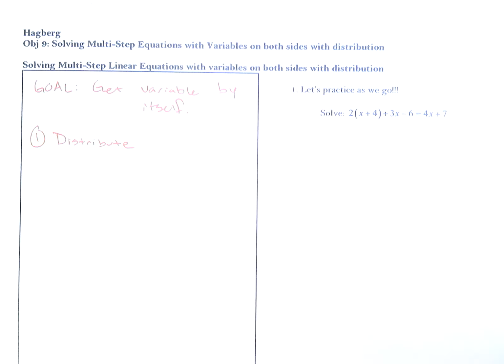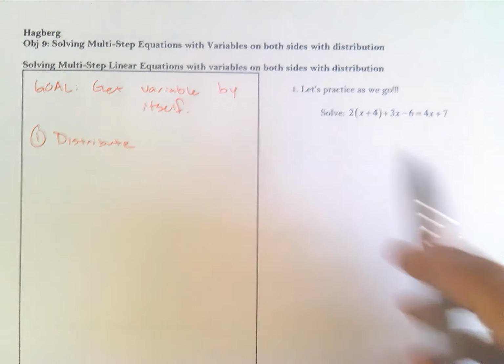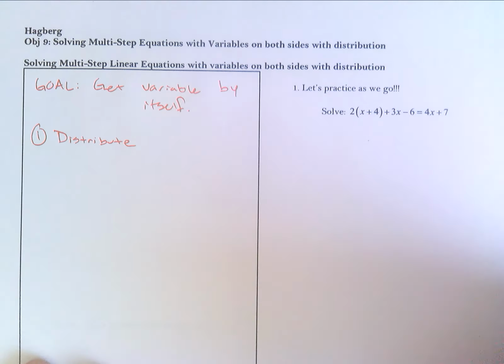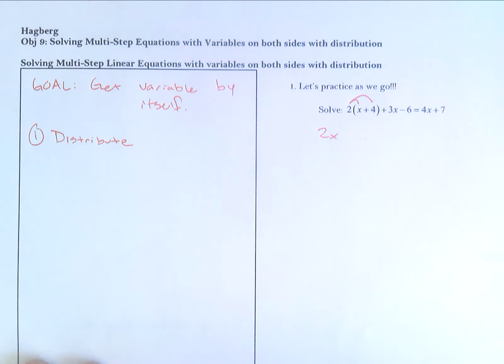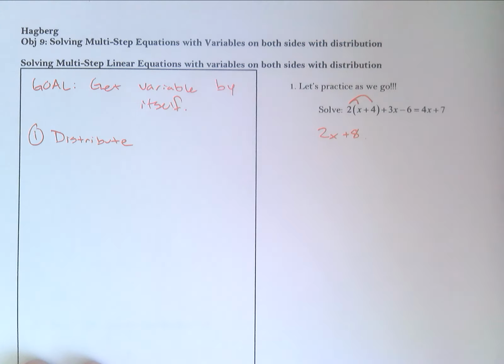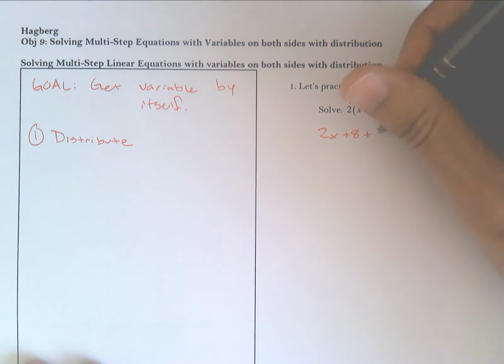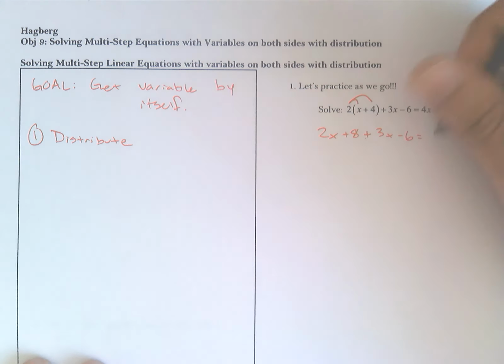So distribute where you can. In this case, I see that we've got a grouping x plus 4. We can distribute the 2 into both of these terms. So when we distribute, we have 2 times x gives us 2x, and 2 times positive 4 gives us positive 8. And then I'll just bring down the rest. So plus 3x minus 6 equals 4x plus 7.